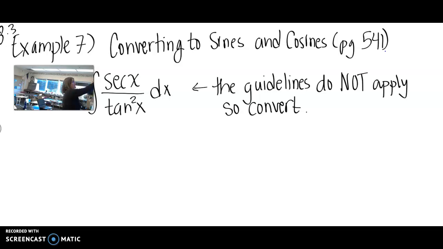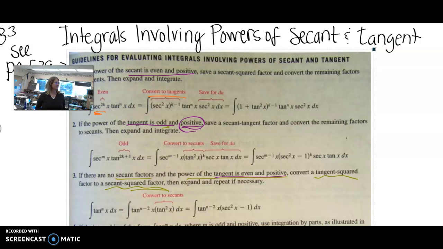We have secant of x over tangent squared x. It says if the secant is even, we're going to do this first thing. That is not the case. The secant was to the first power. That's not even. The tangent is odd. The tangent was squared, so that doesn't fit. There are no secant factors. Well, there is a secant factor, so this doesn't fit.